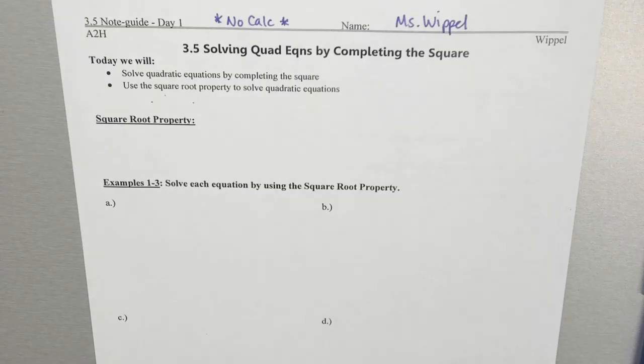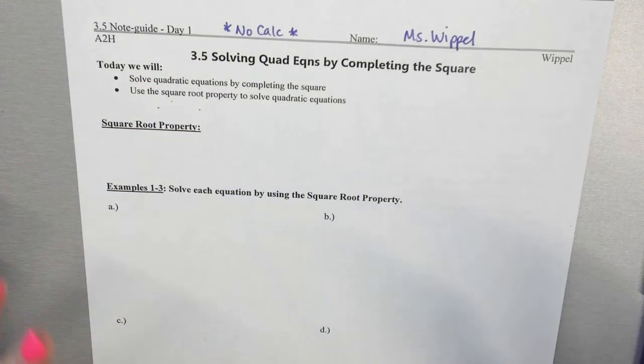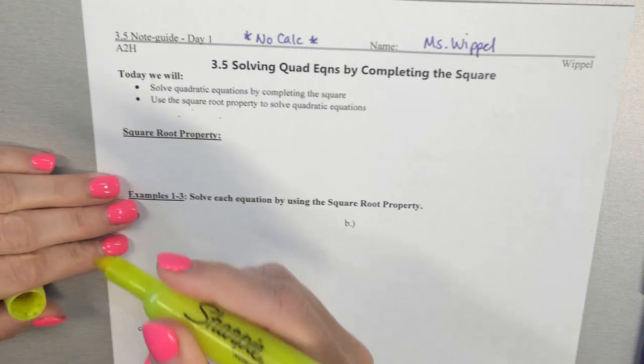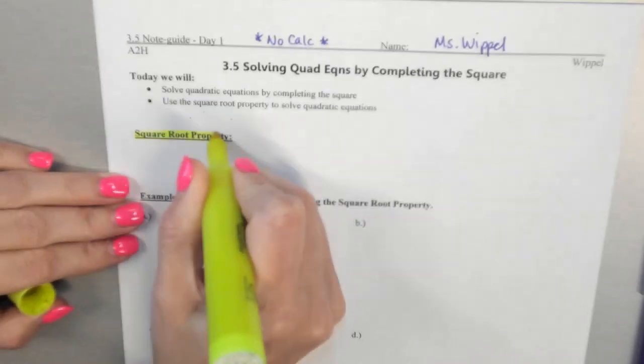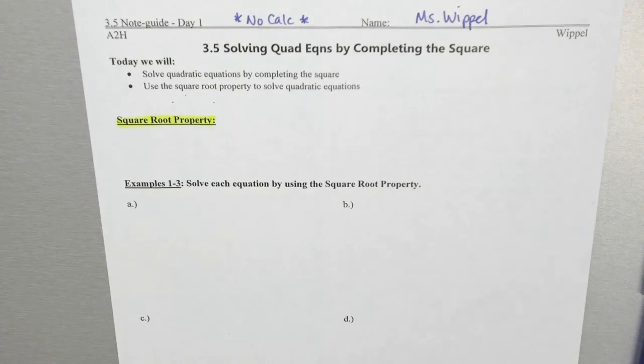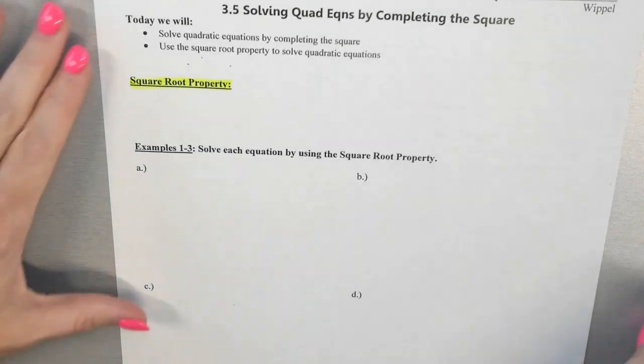So we're going to be solving quadratic equations by completing the square, and we're going to use the square root property to solve quadratic equations. So we're going to have two methods to solve these quadratics. So let's write down what the square root property is using mathematical symbols.